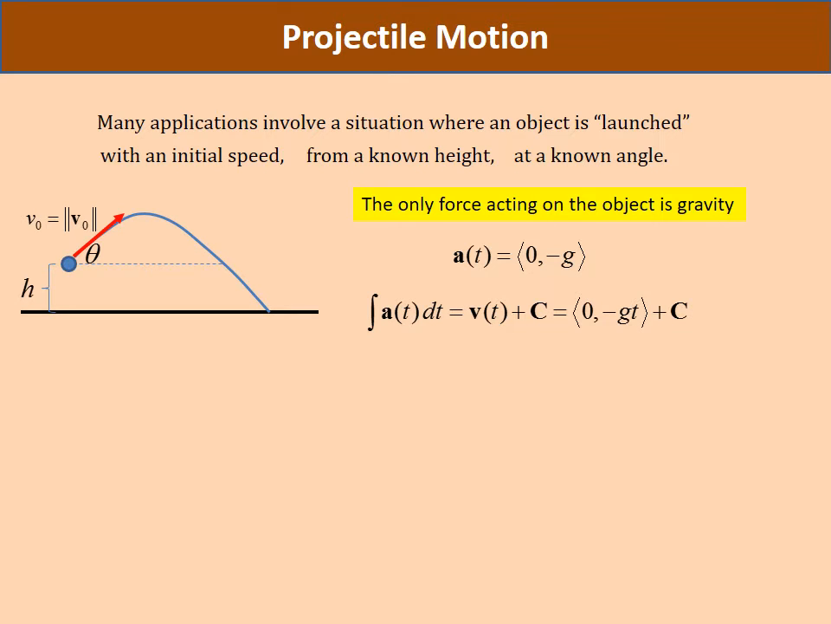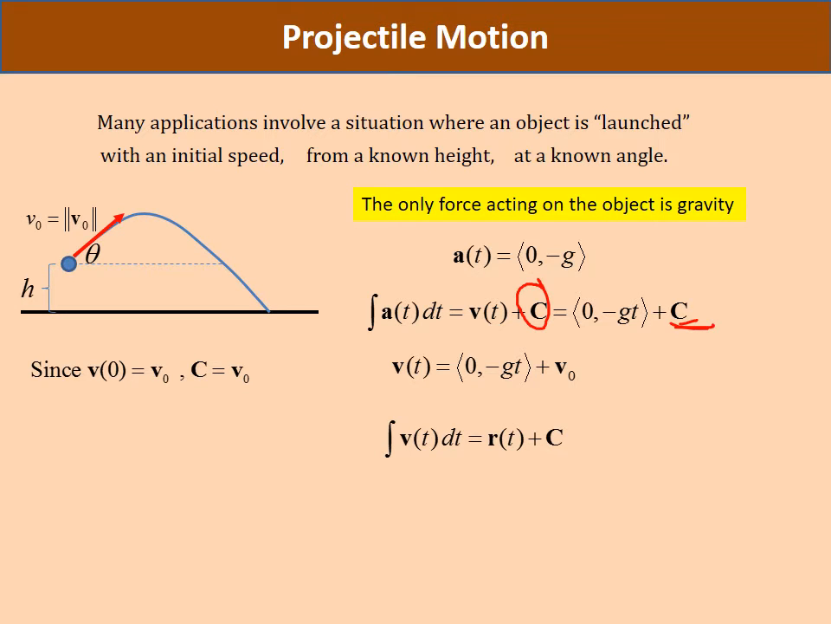So if we do the integral of the acceleration function, we get the velocity function. And notice that in our velocity function, we have a constant of integration, capital bold C, which means some vector function. We will call that vector function V0, the initial velocity vector. So here's our velocity function from the acceleration function.